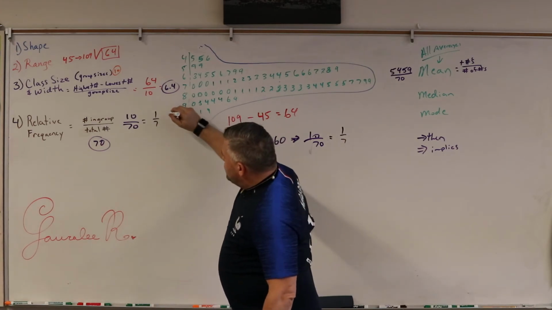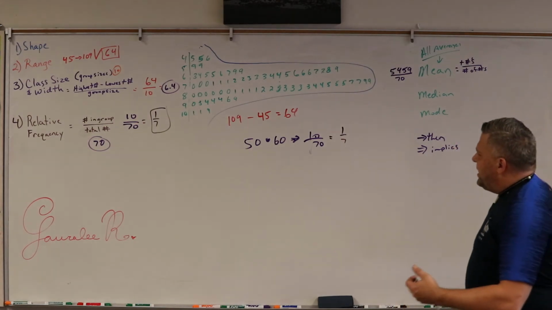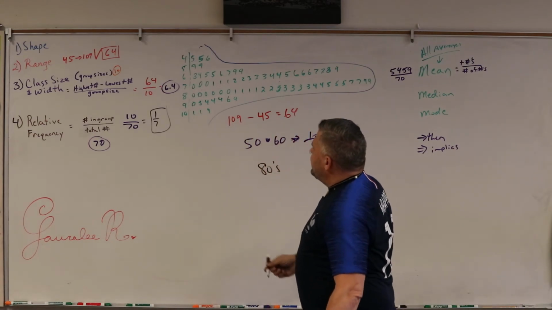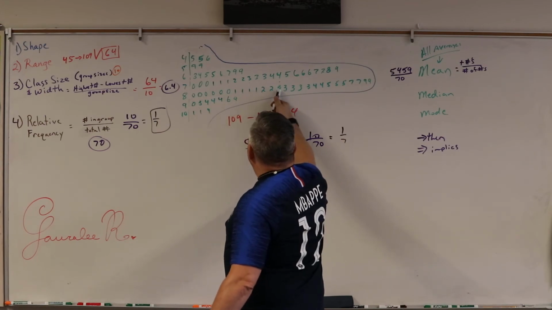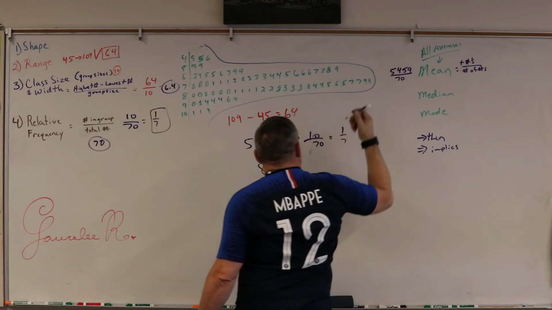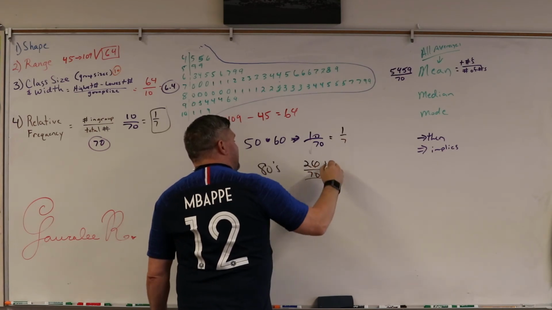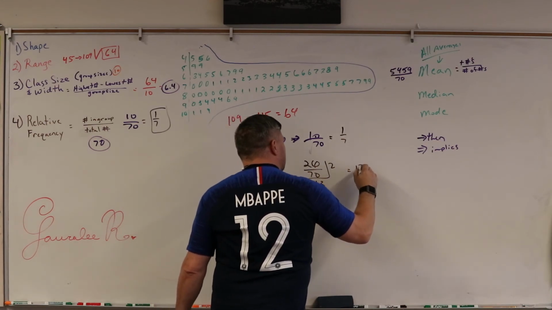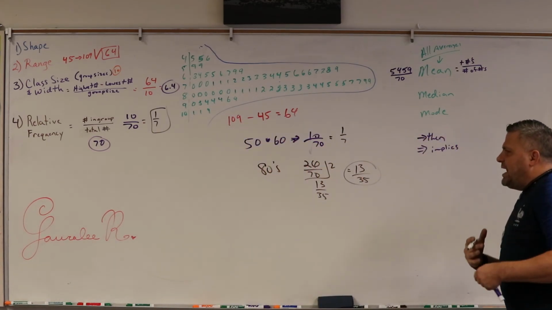So that's how you would find relative frequency. If I were going to find it in the 80s, then I would count 1, 2, 3, 4, 5, 6, 7, 8, 9, 10, 11, 12, 13, 14, 15, 16, 17, 18, 19, 20, 21, 22, 23, 24, 25, 26. So I'd have 26 over 70, and then I would break that down. So that's 13 over 35. And that's your relative frequency for the 80s.